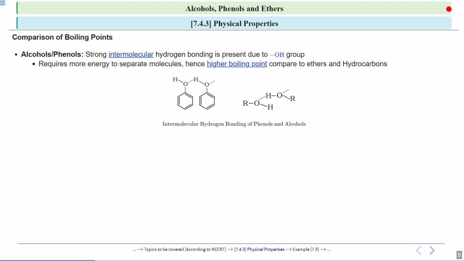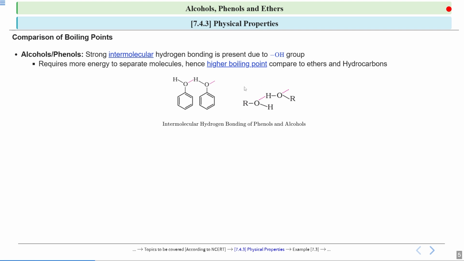Now look at this picture. In this picture, there is intermolecular hydrogen bonding. First you can see that of phenols and the other one you can see is of alcohols. I hope you are clear with intermolecular and intramolecular. Intermolecular is between two different molecules, and intra is when there is hydrogen bonding within the same molecule. So here we are seeing intermolecular, that is between the two molecules.